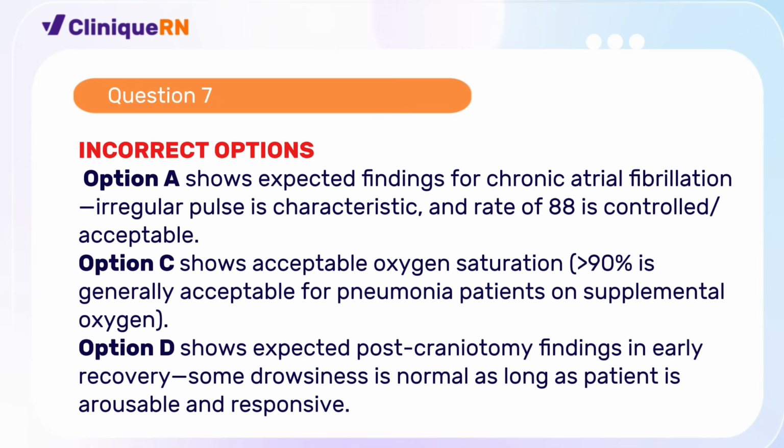Option A shows expected findings for chronic atrial fibrillation. Irregular pulse is characteristic, and the rate of 88 is controlled or acceptable. Option C shows acceptable oxygen saturation. Greater than 90% is generally acceptable for pneumonia patients on supplemental oxygen. Option D shows expected post-craniotomy findings in early recovery. Some drowsiness is normal as long as the patient is arousable and responsive.